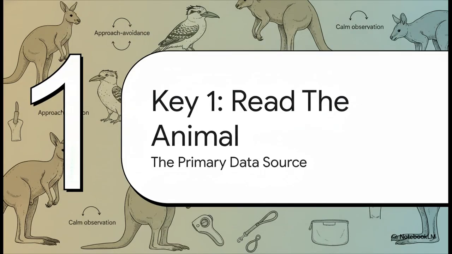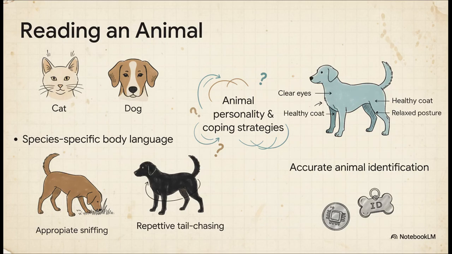Key number 1, you have to be able to read the animal in front of you. This is where all your most important data comes from. Reading an animal isn't some kind of superpower. It's a technical skill. You need to know species-specific body language like the back of your hand. How a cat holds its ears is totally different from a dog, right? You've got to tell the difference between what's normal, like a dog sniffing around a new room, and what's a red flag. You're also doing a quick check on their general health, and, this is a big one, making absolutely sure you've got the right animal. Every single one of these is a critical piece of the puzzle.